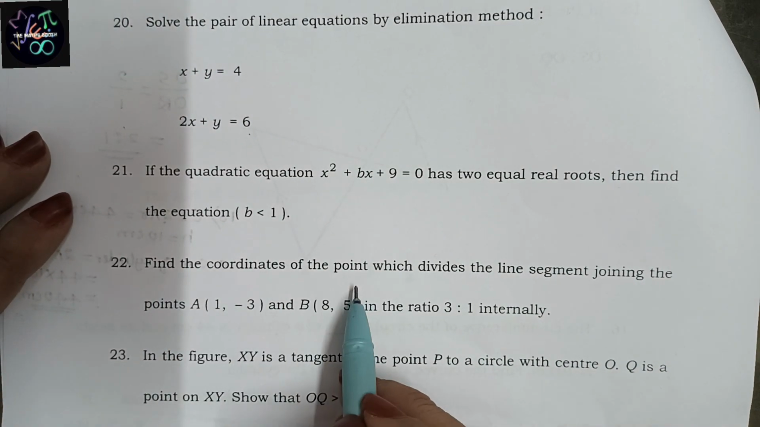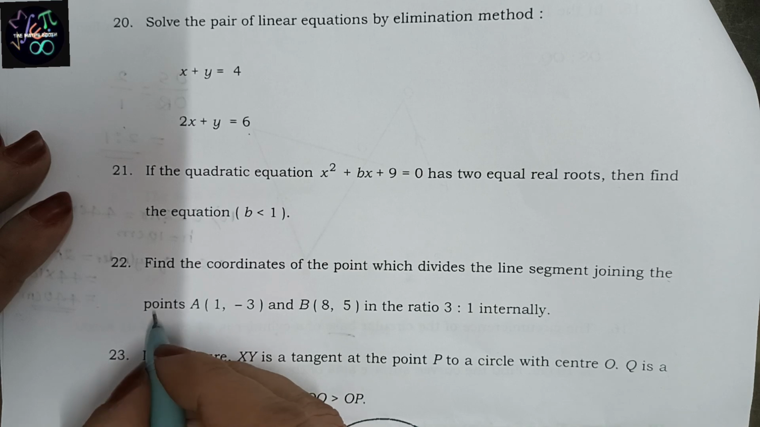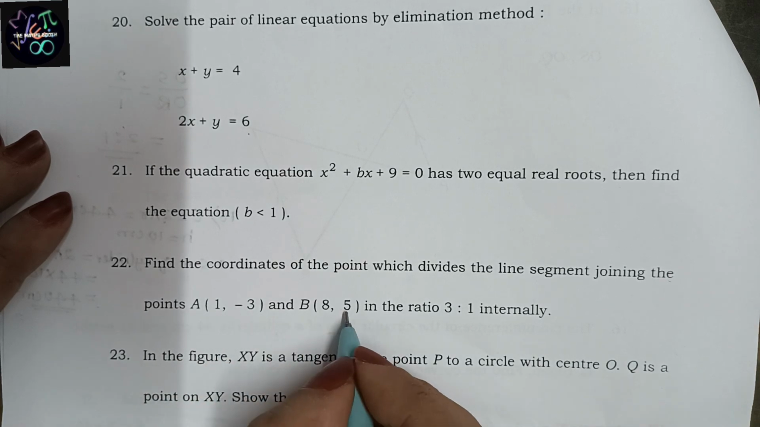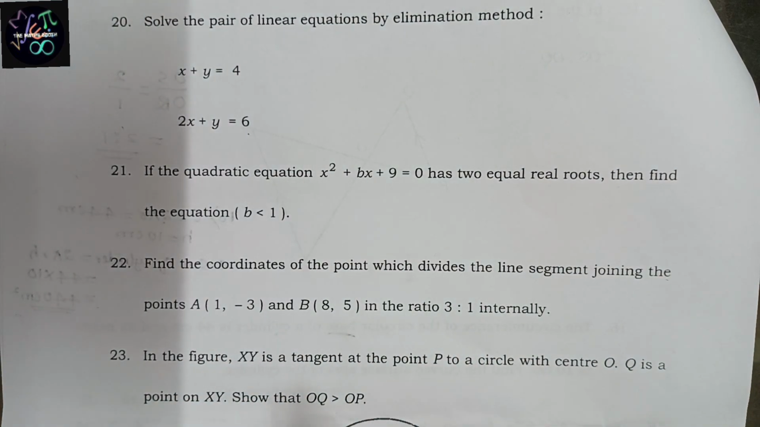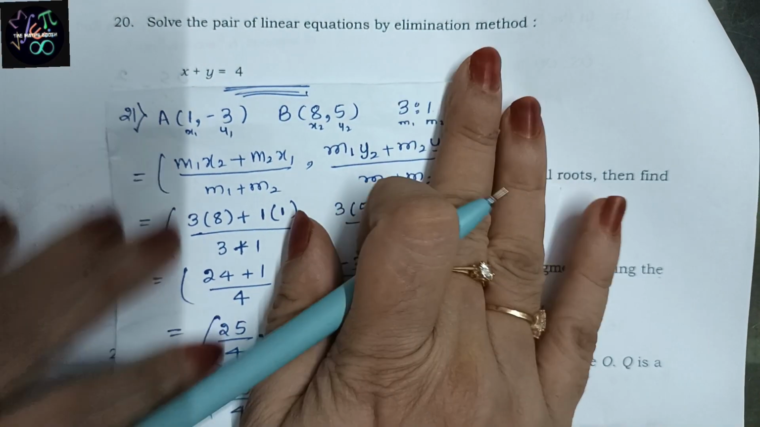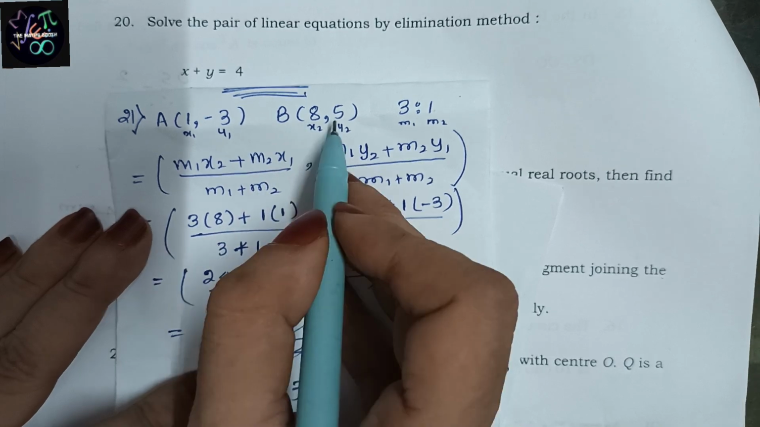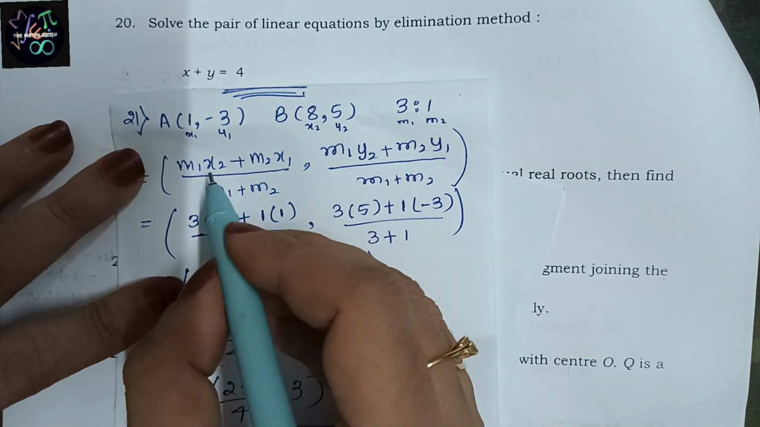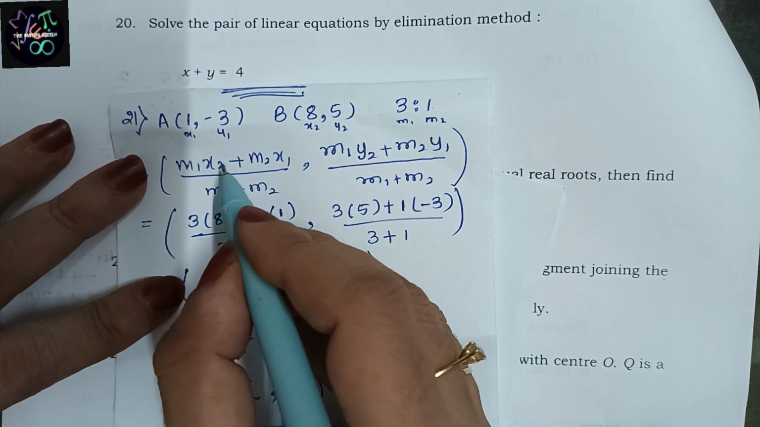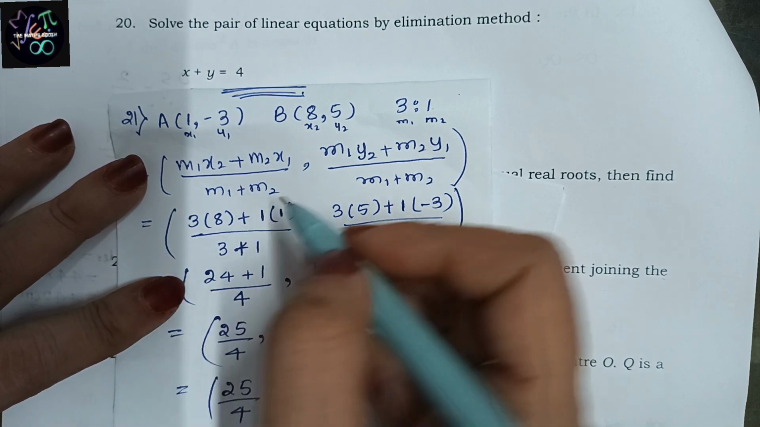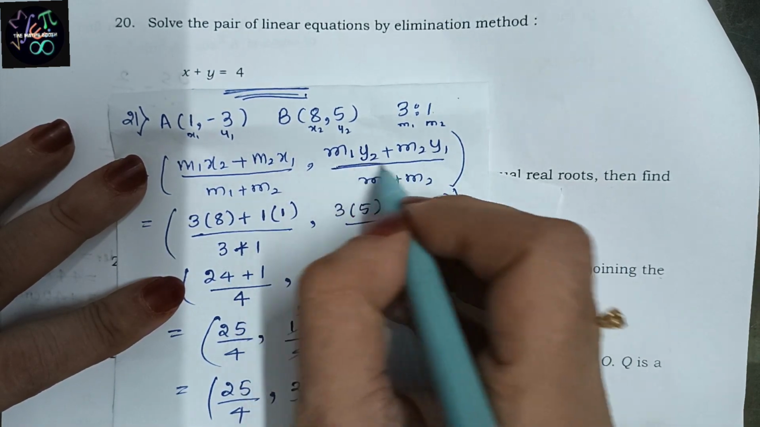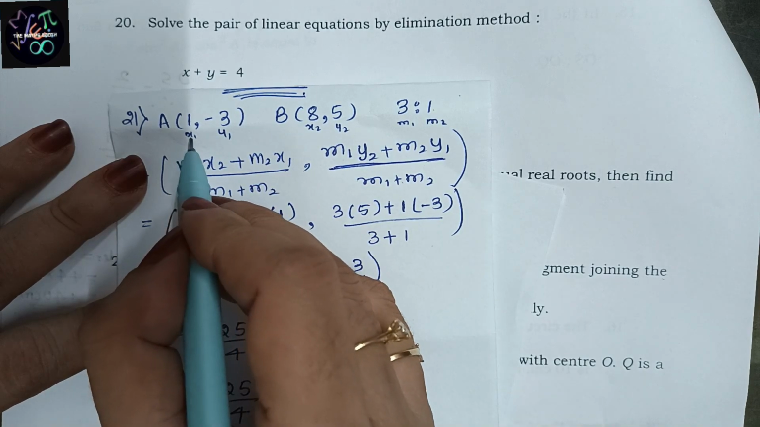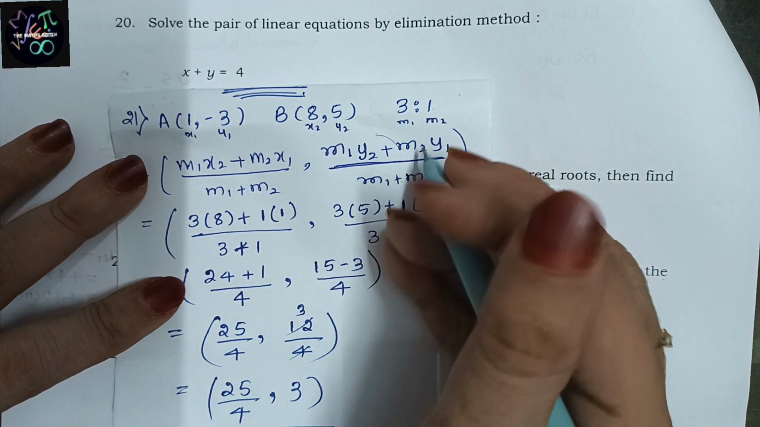Find the coordinates of the point which divides the line segment joining points A(1, minus 3), B(8, 5) in the ratio 3:1. When they have given a ratio, we know which formula we have to take. We have to take the section formula. So let us solve now. Given points A(1, minus 3), B(8, 5) and the ratio 3:1, we know that the coordinate of the point formula is (m1 x2 plus m2 x1) upon (m1 plus m2), (m1 y2 plus m2 y1) upon (m1 plus m2). I have taken the first point as x1 y1, the second point x2 y2 and the ratio m1 m2.